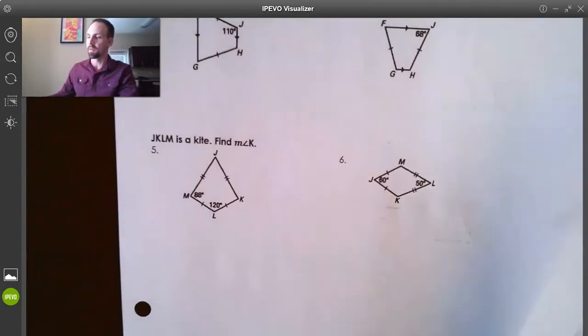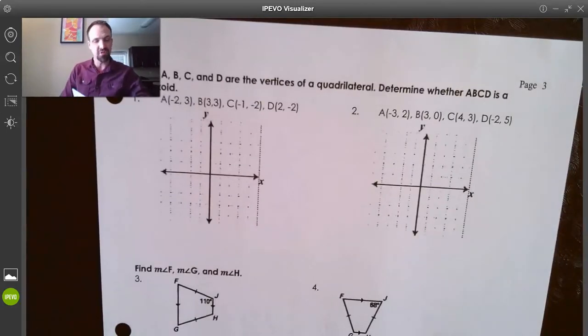Join me in the next video where we go over some examples using all of these different theorems and definitions that we just made up. We didn't make them up. They actually existed. We just put them on the paper.